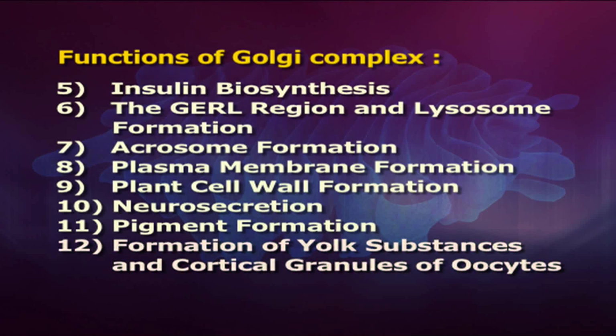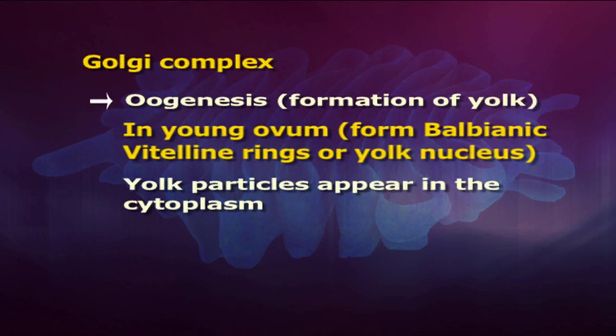The last function of Golgi complex is formation of yolk substances and cortical granules of oocytes. During oogenesis, the Golgi complex is involved in the formation of yolk. In the young ovum, it breaks down into pieces and arranges themselves to form Balbiani's vitelline rings or yolk nucleus. Soon, this arrangement is lost and the yolk particles appear in the cytoplasm.